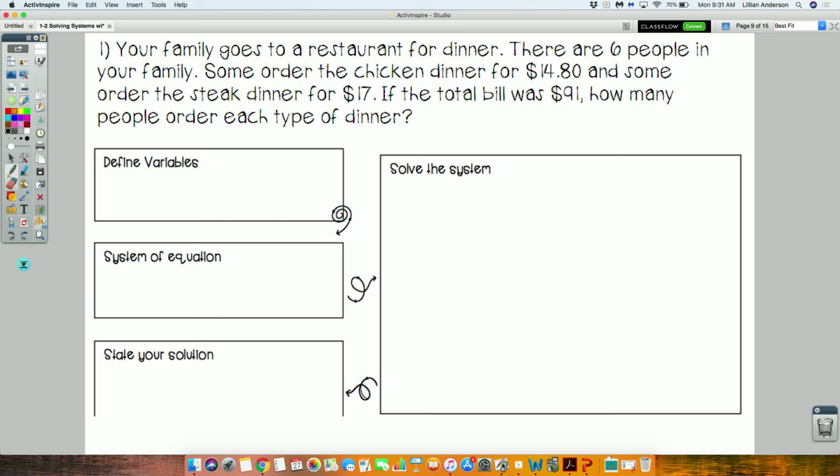Define your variables. What are the things we don't know? We don't know how many of each were ordered. How many of each? Each what? Each meal. Okay, and we have 2 types of meals, right? Yes, you have chicken and steak. Chicken and steak. So those are going to be my 2 variables. C is going to be my chicken dinner, and then S is going to be our steak dinner.